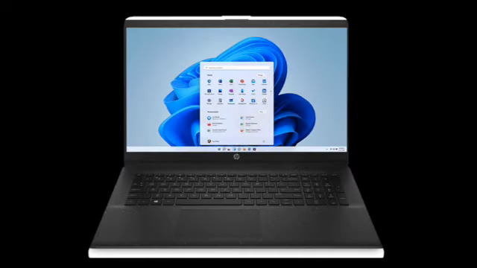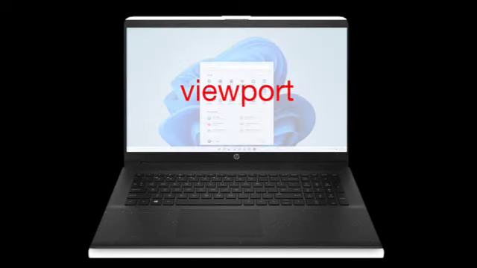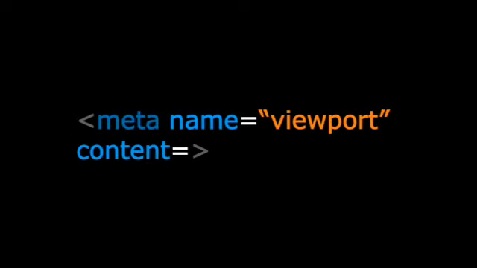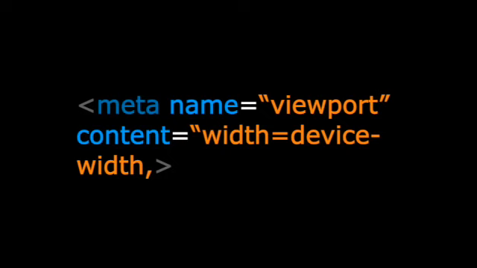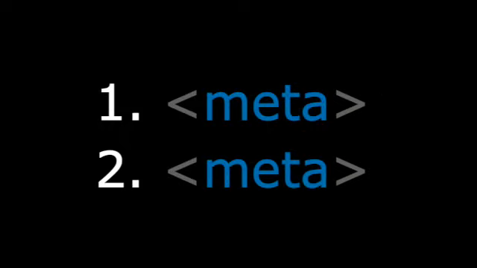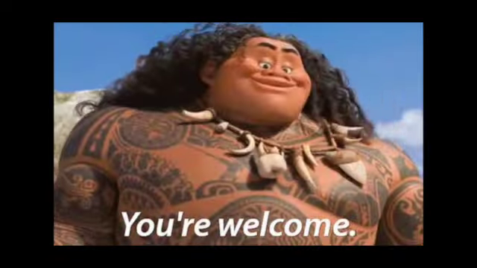The next one is for the actual screen or viewport you are using. In order to initially fit everything onto the screen, we use the meta tag with name equals viewport, and then content equals width equals device width, and initial scale equals 1.0. So, only 2 meta tags. You're welcome. Now we need one link tag for the CSS page.